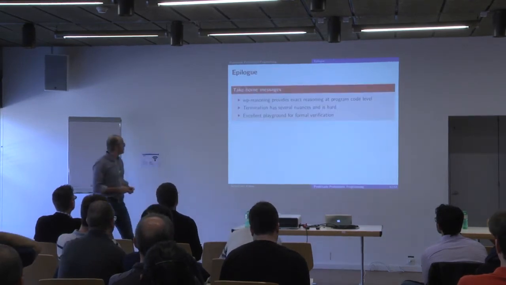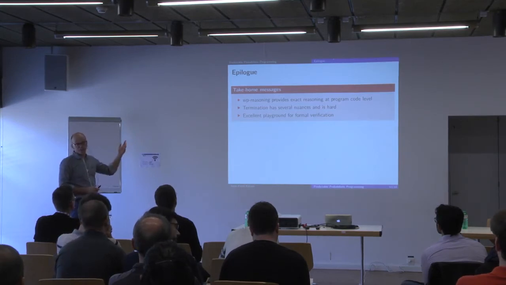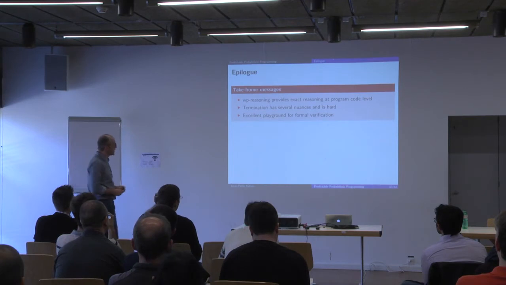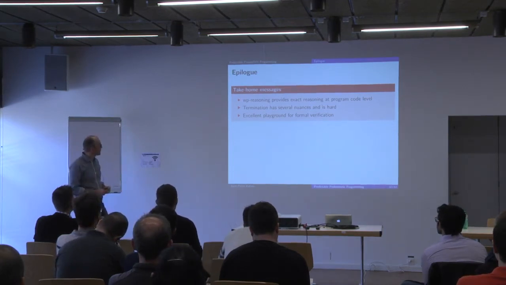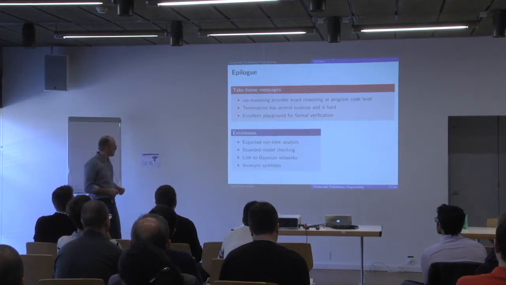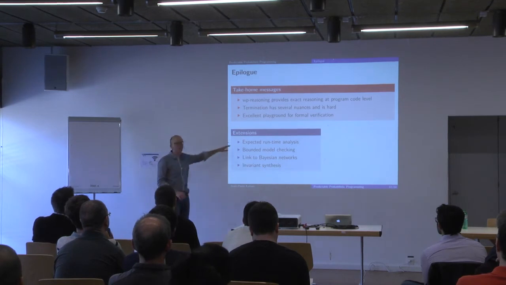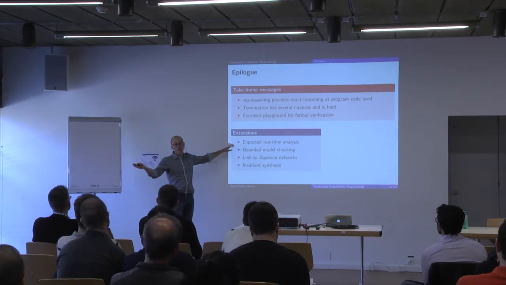Okay, so take-home messages. WP reasoning provides exact reasoning of Bayesian networks, but in particular of program code level. Termination has several nuances. We have discussed this, and it's hard. But there are some proof rules that are able to prove, I would say, hard problems. And in my opinion, it's an excellent playground for formal verification, not only deductive, but also other formal verification techniques. We have some extensions to also reason about the runtime of a program. So how long will a probabilistic program run on average?